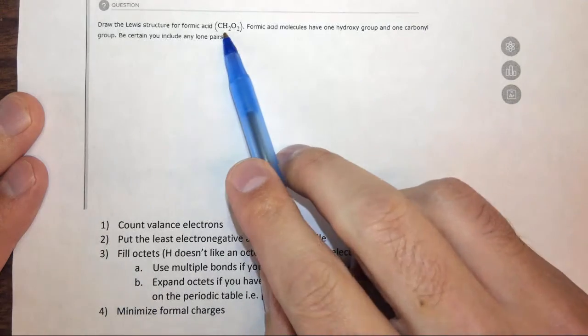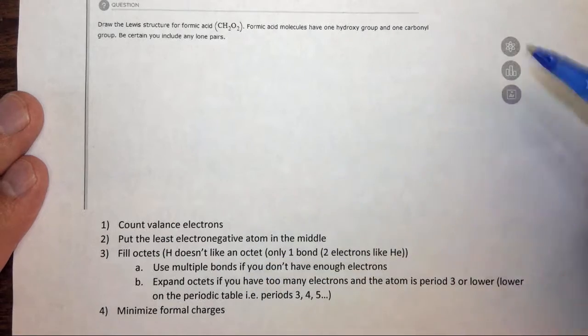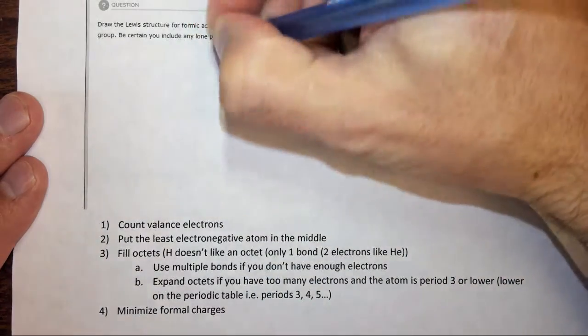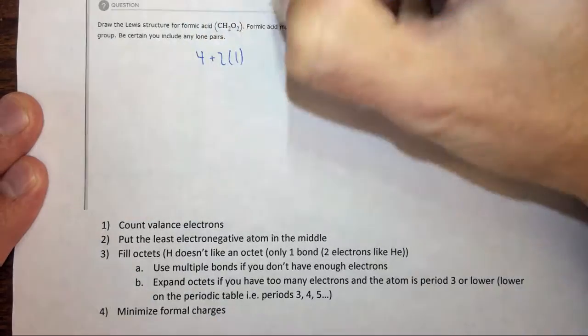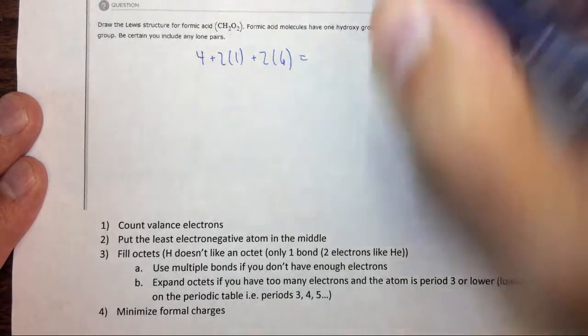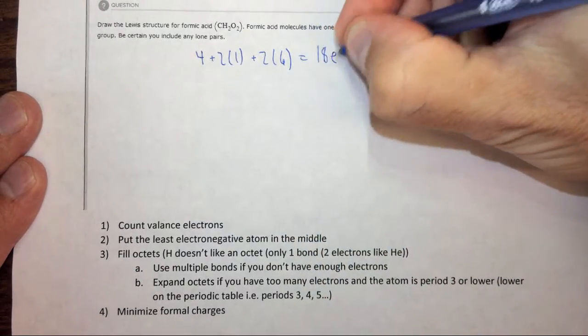In this question, we're asked to draw the Lewis structure of CH2O. In several other videos, I've used these steps, and I'm going to use them here pretty quickly. The first step is to count the valence electrons. So 4 for carbon, plus 2 times 1 for the 2 hydrogens, plus 2 times 6 for the 2 oxygens. That gives me 4 plus 2, which is 6, plus 12, which is 18 electrons.